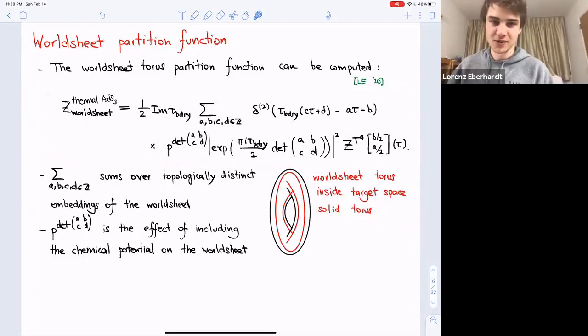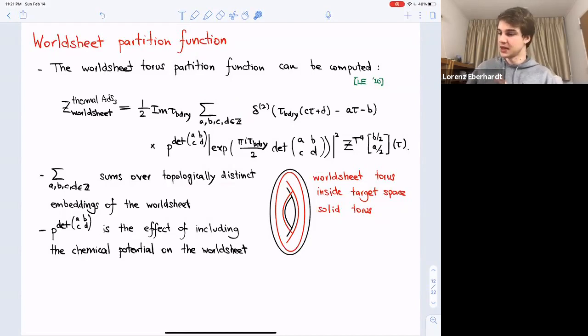So let's just go through the pieces and see what they mean. First of all, there's a sum over 4 integers here. And these 4 integers are very easy to understand. They're just worldsheet instanton sums. They correspond to all the possible, topologically distinct ways of embedding the worldsheet in spacetime.